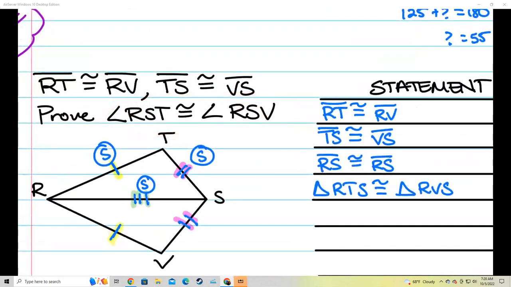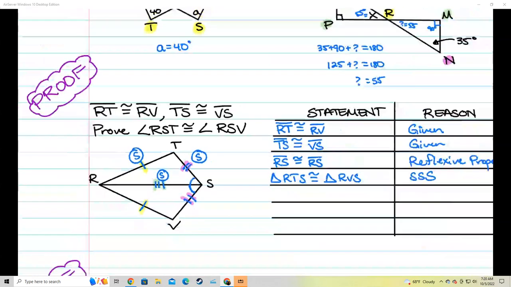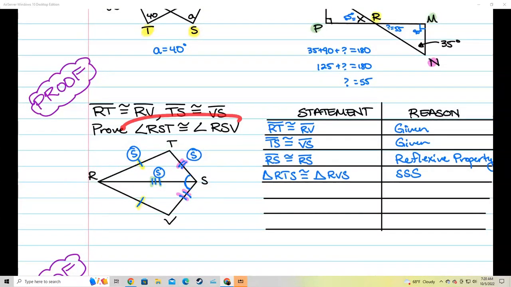But because the triangles are congruent, now I know that their parts must be congruent, which means this angle RST right here needs to be the exact same thing as this angle RSV down here, because they're congruent triangles, so their parts must be congruent. So finally, I can go ahead and write what I wanted to say. I know that angle RST must be congruent to angle RSV.